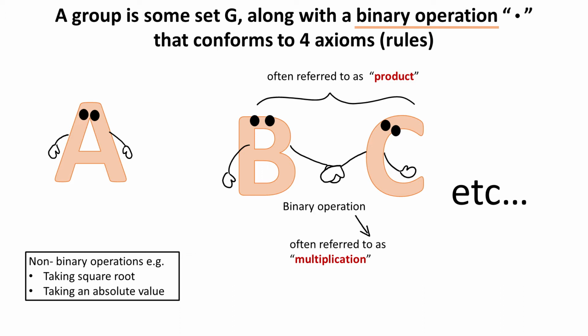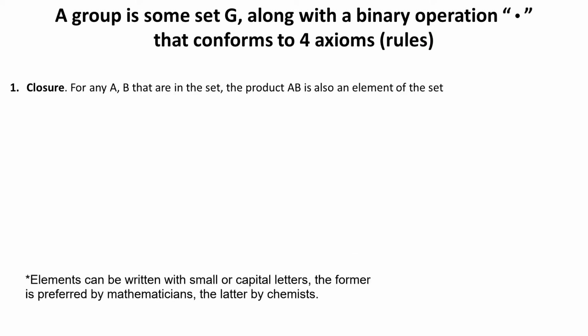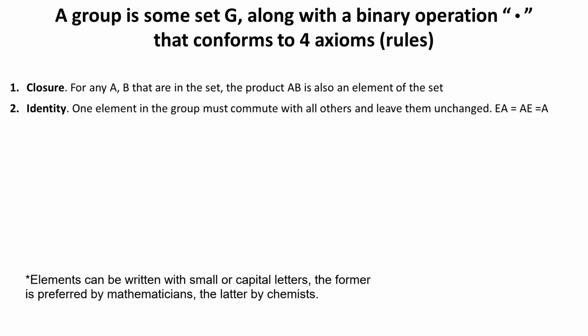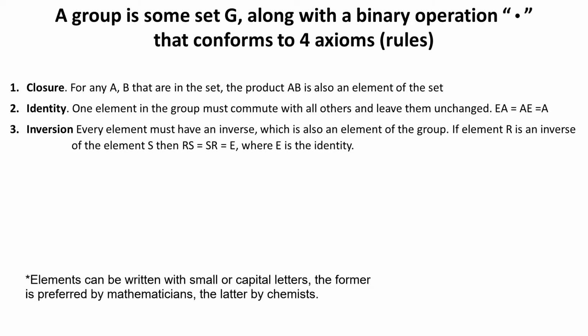So anyhow, let's assume we have some set of elements and a binary operation. On top of that, 4 rules have to be satisfied. First is closure. For any A, B in the set, the product AB must be also an element of the set. The second is identity. One element in a group must commute with all other elements and leave them unchanged. Chemists usually use the letter E as the identity element. Next is inversion. Every element must have an inverse, which is also an element of the group.